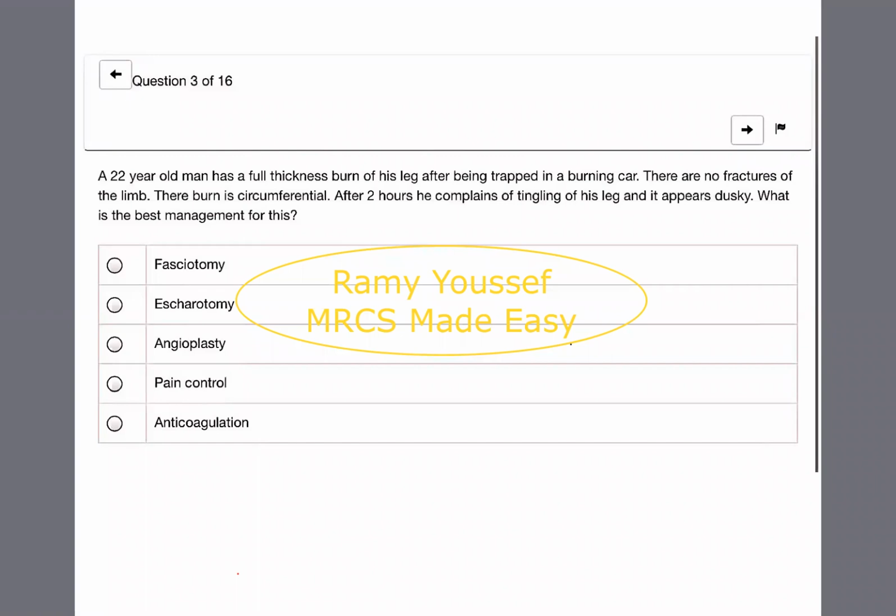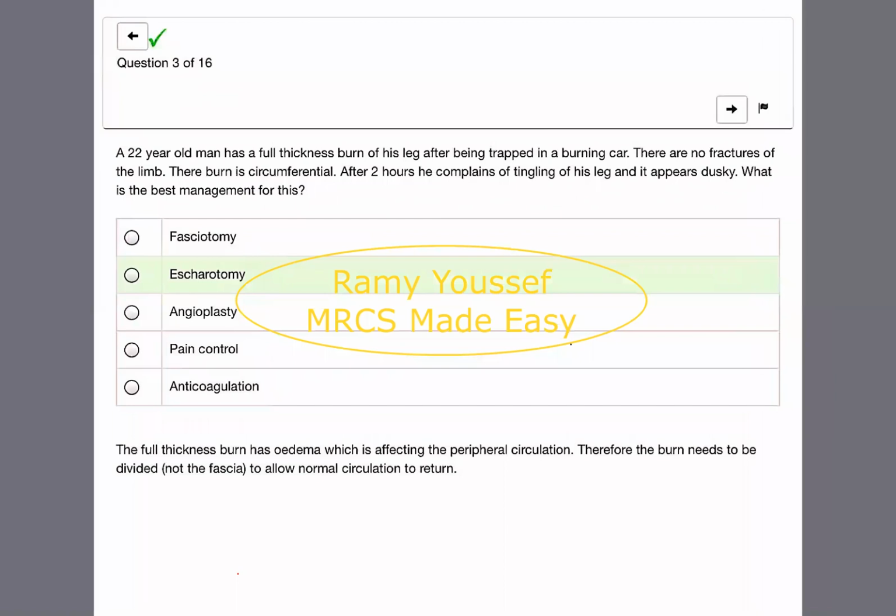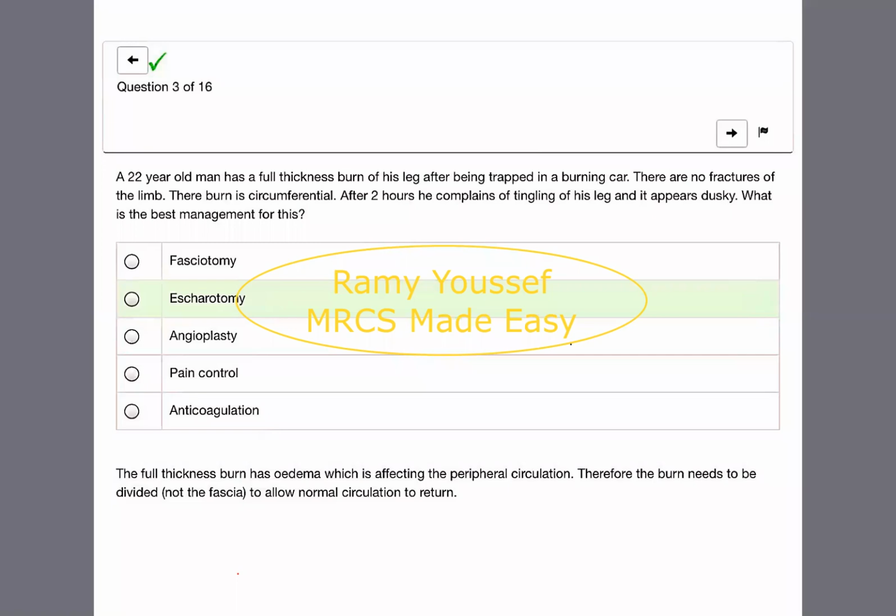So what's your diagnosis here? Initially, I'm thinking it's because of the burn, so escharotomy, but then again, I think the patient has compartment syndrome, and then the answer would be fasciotomy. Exactly. The circumferential burn, and then the tingling of the limb with dusky appearance. Exactly, fasciotomy.